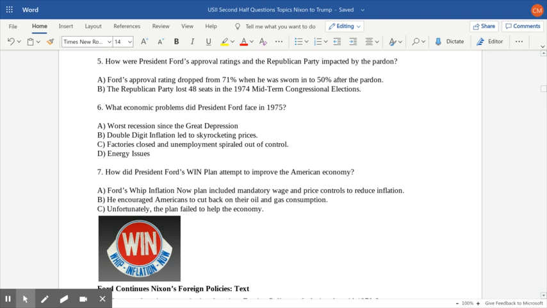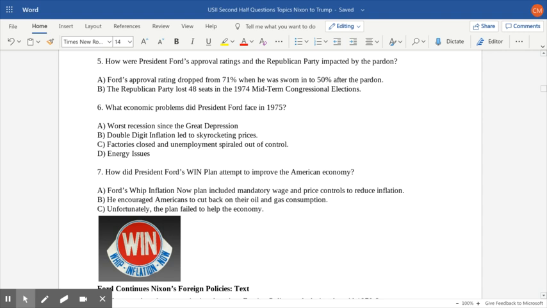He nicknamed it his WIN plan. And WIN, in the case of Ford's plan to improve the American economy, as you can see a little visual there, stands for Whip Inflation Now, WIN. So his WIN plan included mandatory wage and price controls in an attempt to reduce the inflationary rate in the country. He also encouraged Americans to conserve a little bit, to cut back on oil and gas consumption. This would mean maybe carpooling to work or driving a little bit less, keeping your thermostat in your house a little bit lower so that you're not using as much fuel to heat your home.